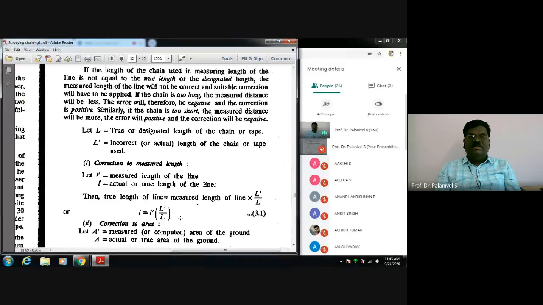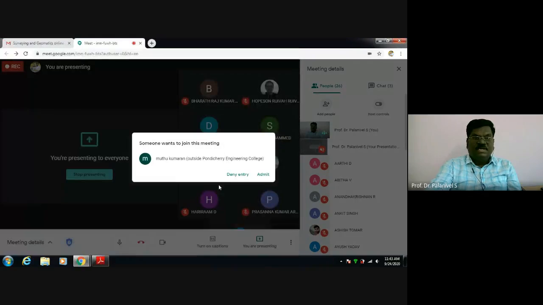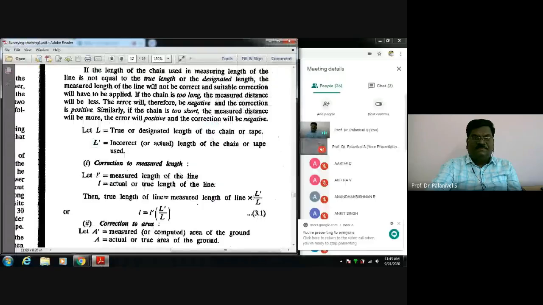Actually, the measured length into the actual length of the chain divided by the designated length of the chain, right? That you have to remember.